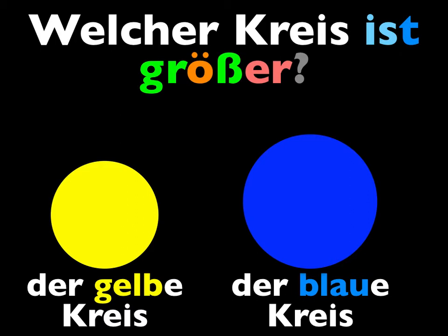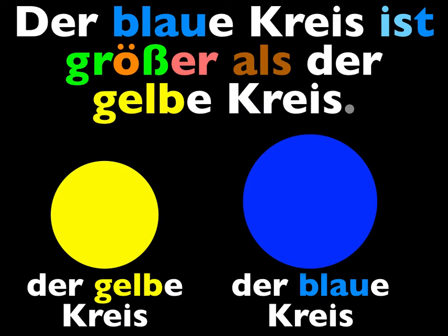So I'm asking which circle is bigger, the yellow or the blue circle. You would say, of course, by looking at this picture here, that the blue circle is bigger than the yellow circle by making one big full sentence. Der blaue Kreis ist größer als der gelbe Kreis. So we're practicing our comparative, we're practicing our geometric shapes, even our colors, and of course the word which in the question. So I'll be asking the question, and I'll pause for you to respond. You should be able to do this. Let's continue.